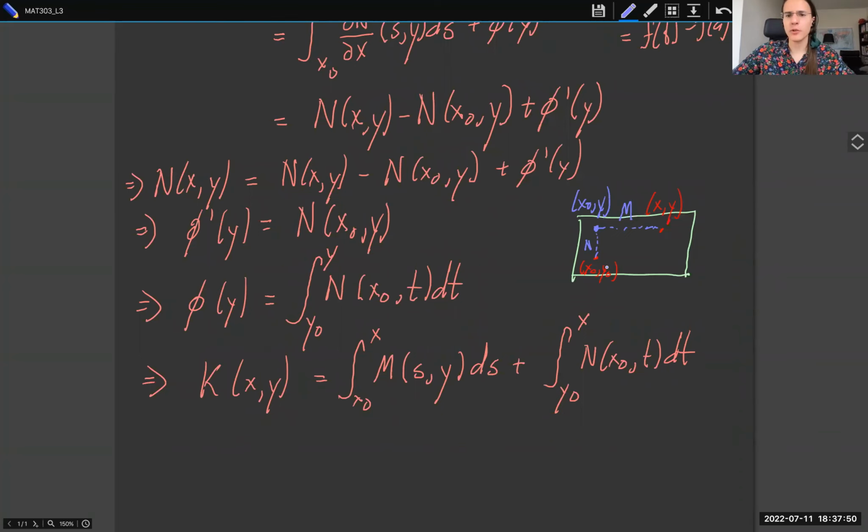Now, this formula, why not do it in the other direction? Why not integrate here first and there first? Well, that's actually what exactness is. Exactness is precisely the property that if you integrate from here to here along any path, then it doesn't matter what path you take, you'll always get the same value along that integral. And that's what enables you to solve this problem.